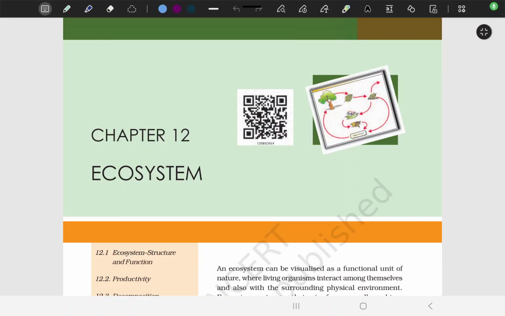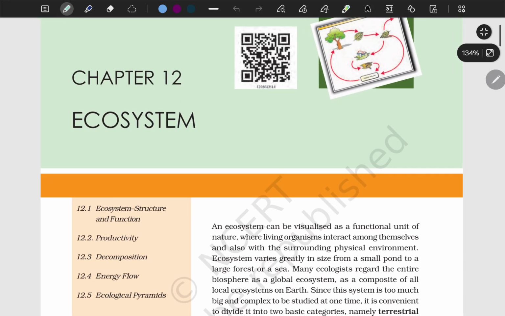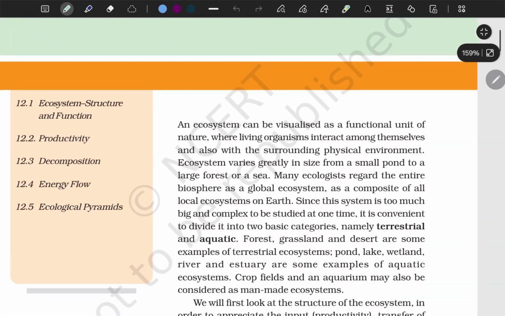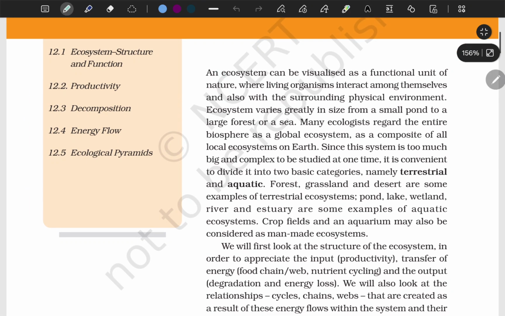Everyone, this is chapter 12, Ecosystem. We are covering the ecology unit. So, starting this chapter, an ecosystem can be visualized as a functional unit of nature where the living organisms interact among themselves and also with the surrounding physical environment, like the abiotic factors.